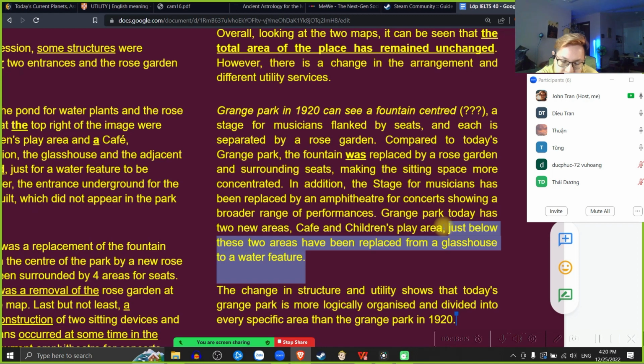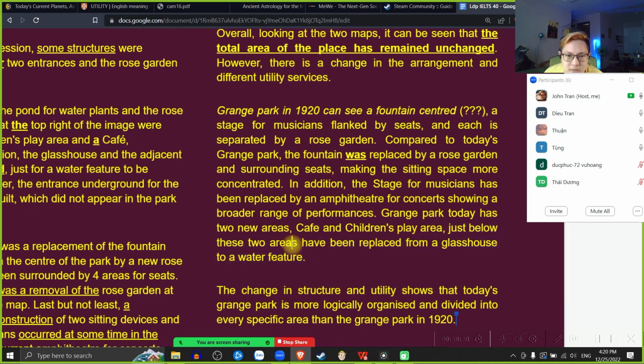Just below the two areas, it is a phrase, and it cannot function as a subject. You need a subject here, because "just below the two areas" cannot be used as a subject. Just below the two areas, what has been replaced? Only then do you have "has been replaced."